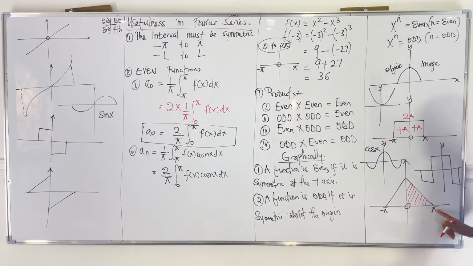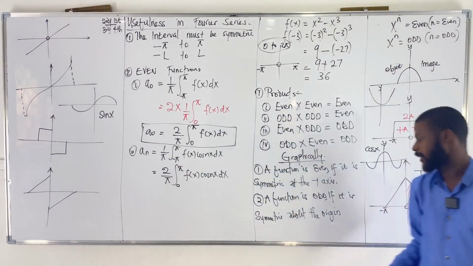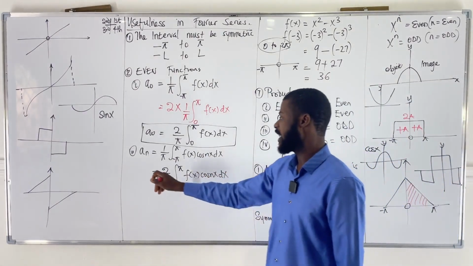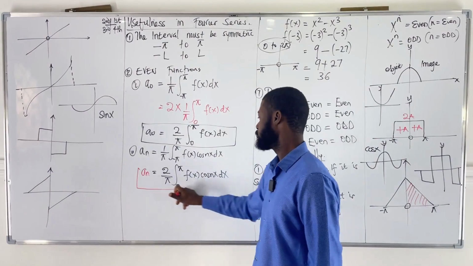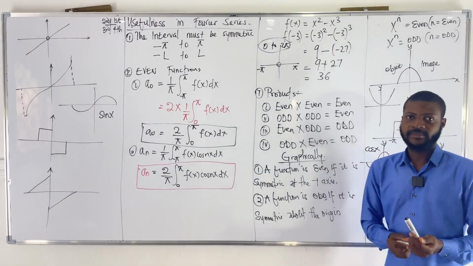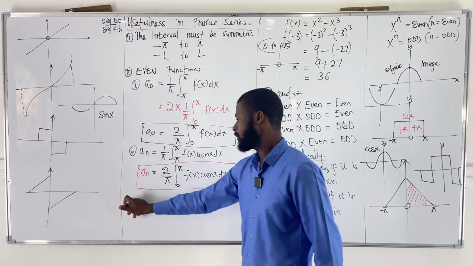The area from 0 to pi. So find the area from 0 to pi. When you're done finding that area, you just times by 2 to get the other side. So this would then be the simplified version of A sub n. That's the simplified version of A sub n. Now, B sub n.